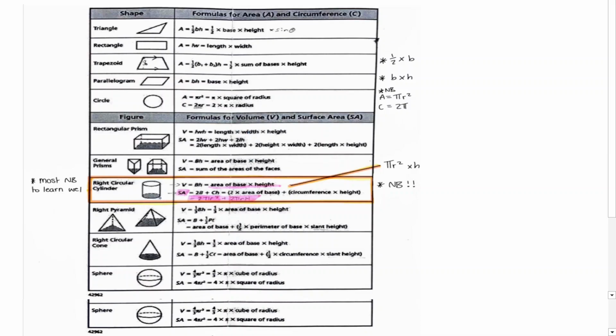So you've got pi r squared, which is the area at the bottom, and once I times it by the height, I have the volume of a cylinder. The other part of this formula is the surface area, which is 2 pi r squared, because that's the circle at the top and the bottom, plus 2 pi r h, which is the circumference all the way around, and that gives you this part of the area.